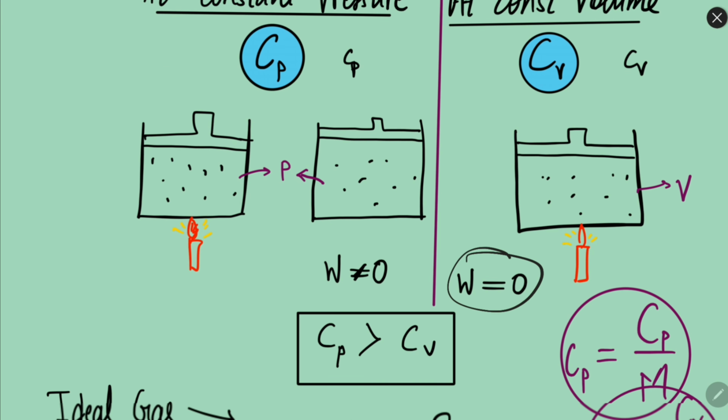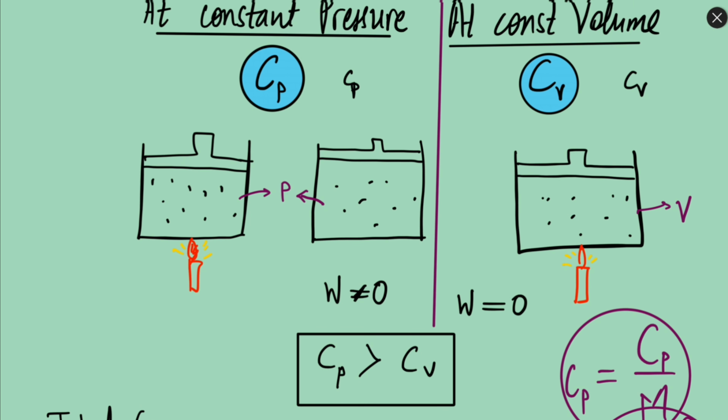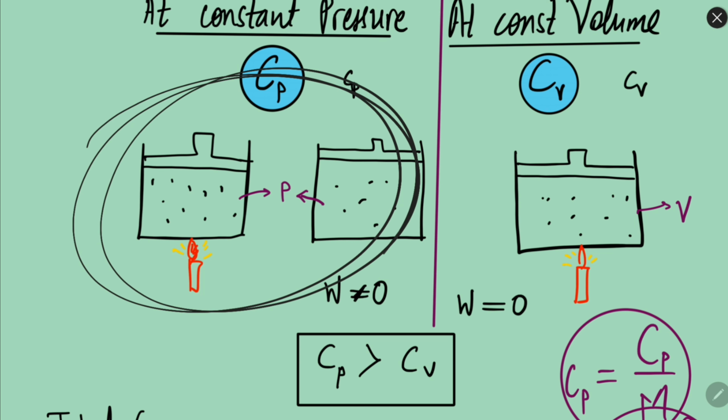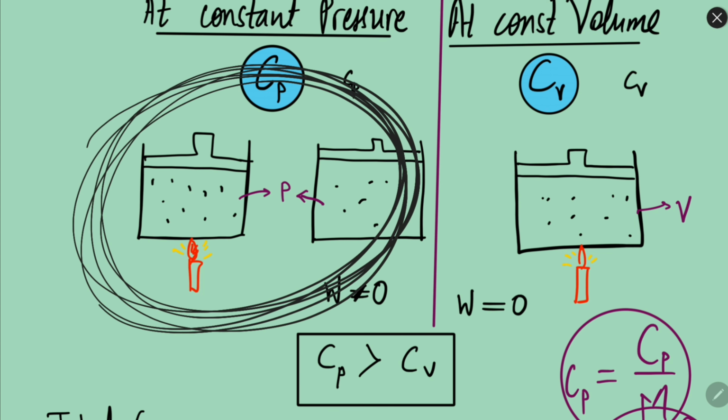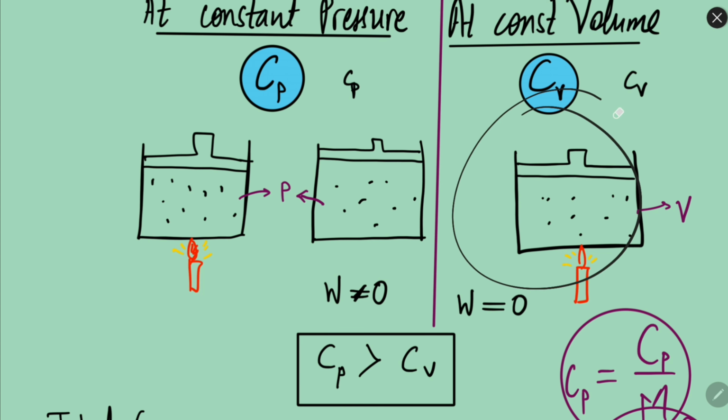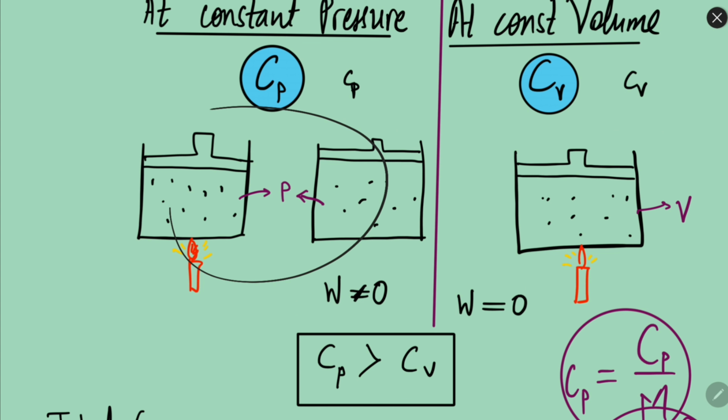Now here the work done will be 0, because we know that work done is equal to P del V. So if there is no change in the volume, no work will be done. In the constant pressure case, work done will not be 0, because volume will be changing. So work done will be there. Ultimately it is quite easy to understand that you will require more heat to increase the same amount of temperature in the case of constant pressure as opposed to constant volume. Why? Because here the work is also done.